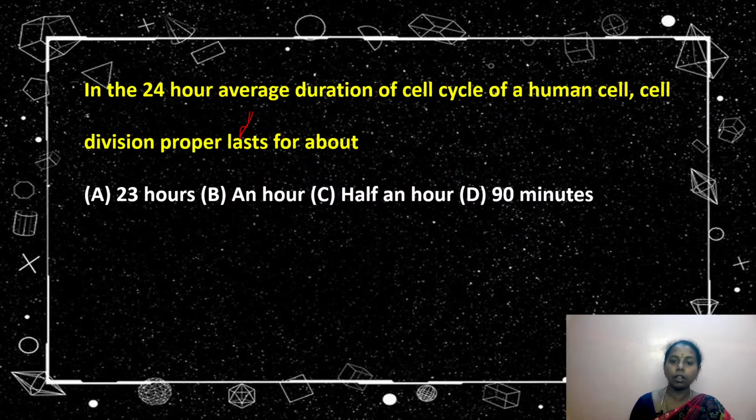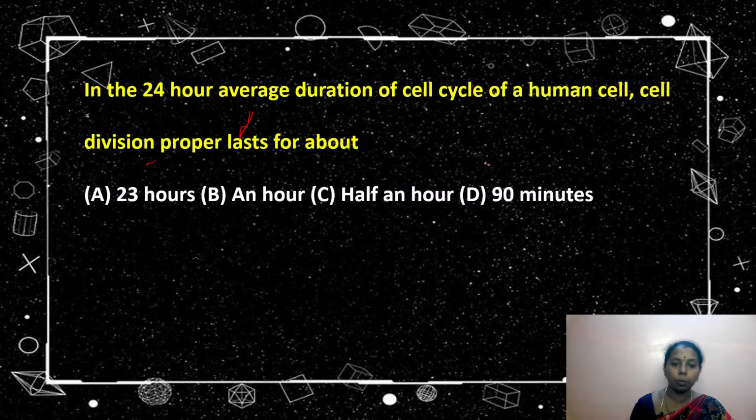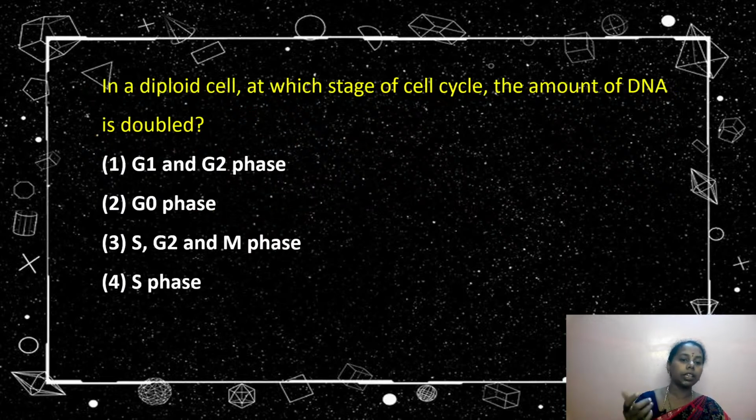Yes, in a 24-hour average duration of the cell cycle, the cell division, that is M phase, lasts for only about an hour. So 23 hours it takes for the interphase. As you all know, 95% of the duration is for interphase. Excellent answer by Kalpana, Jeevan and Tarunika. And the answer is also correct. Very correct. Excellent answer. Next question.